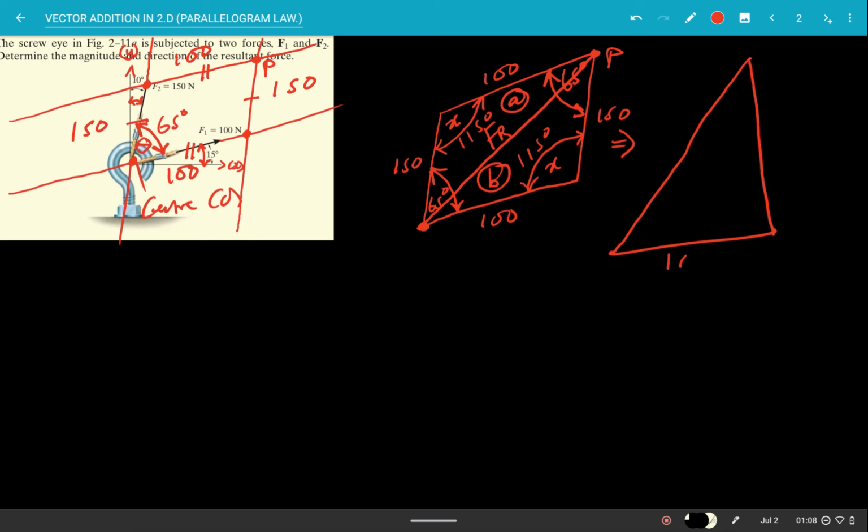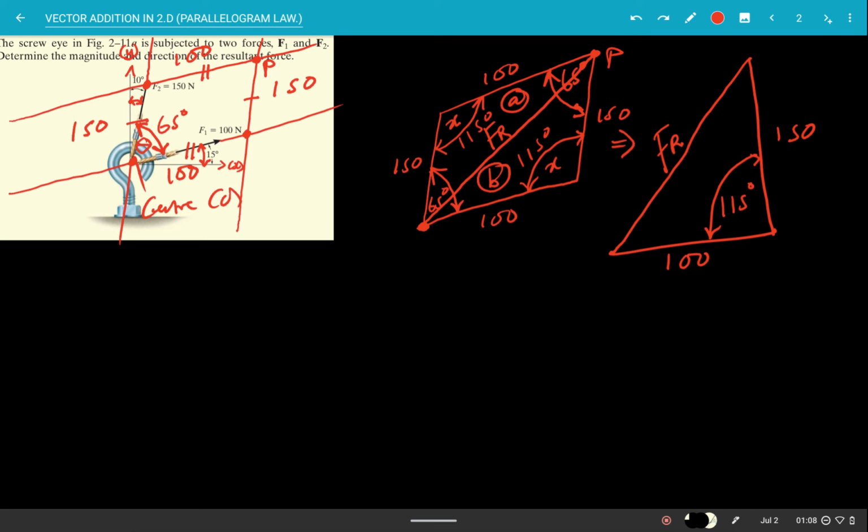So we know this is 100 and this is 150, and this angle here is 115 degrees, and this is our force resultant. Alright, so given two sides and an angle at the middle, we can use the cosine rule to find the resultant. So given two sides and an angle at the middle, use cosine to find the resultant.